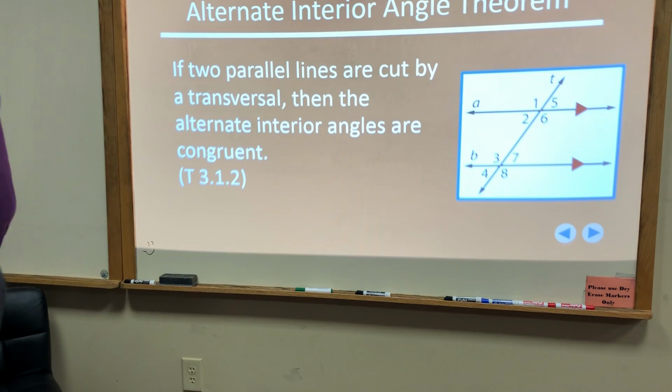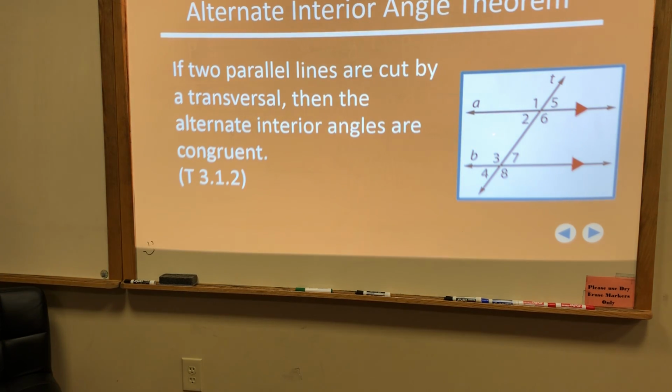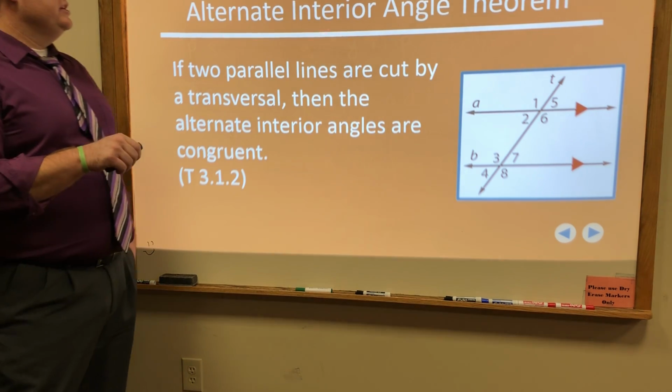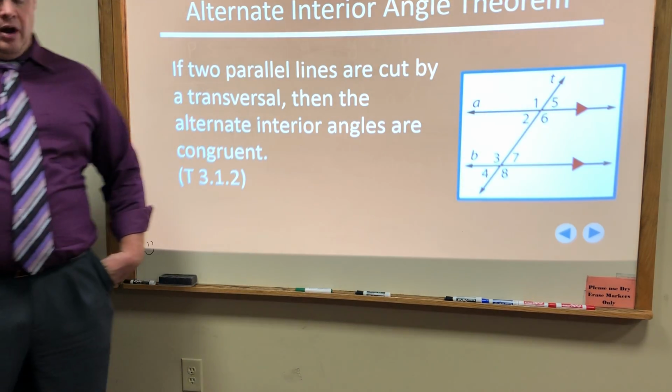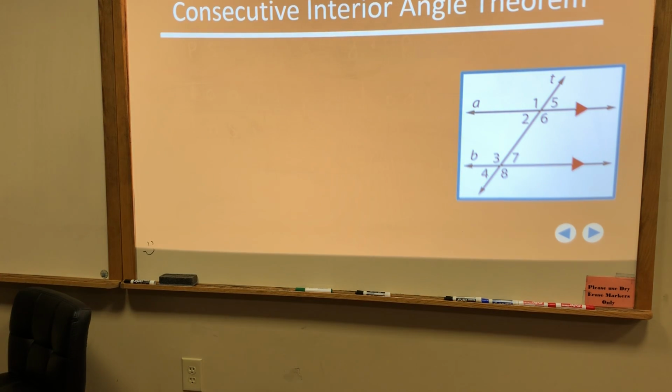Okay? Now, that being said, you now have 2 and 4, 4 and 7. Therefore, 2 and 7 are congruent, and 3 and 6 are going to be congruent. And therefore, your alternate interior angles are congruent. All right? Okay, now, the last one.